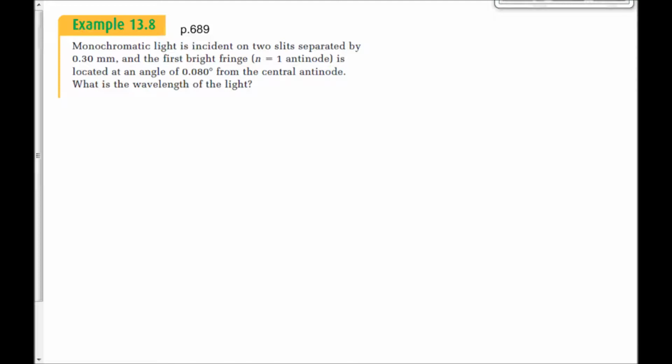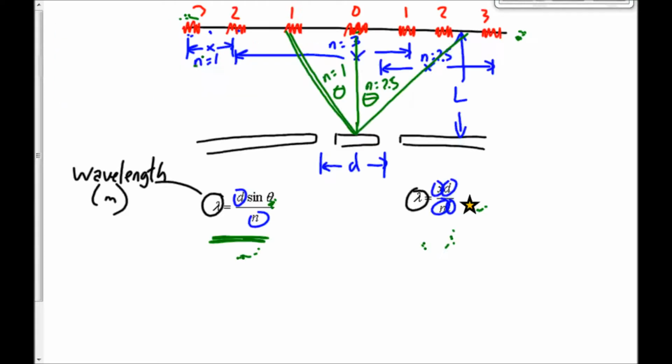Monochromatic light. What does that mean, monochromatic light? Mono means one, chromatic means color, so one color light. The reason we're talking about monochromatic light here is because if we were talking about multiple colors, take a look at these equations again for a second. You can see if the wavelength of the light is different, then the angle is going to be different.